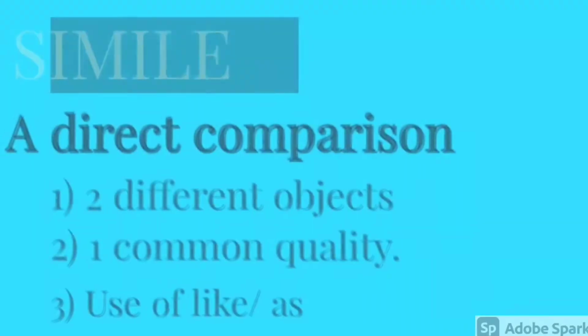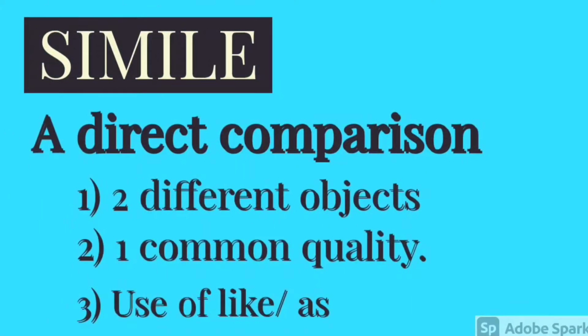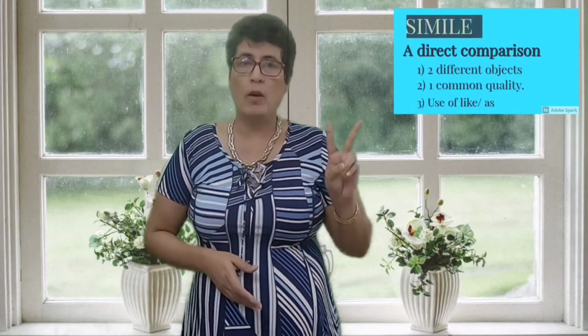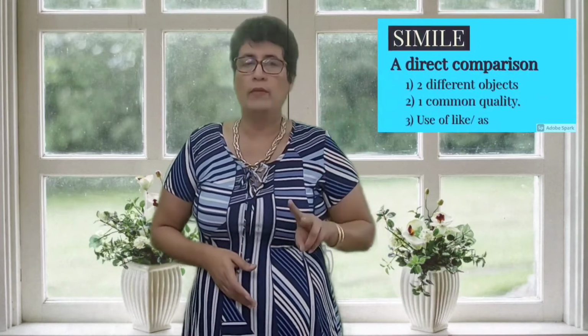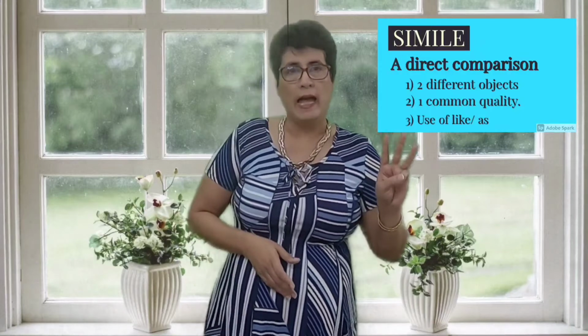Now in a simile, you will find that there are 3 things that you need to pick out. There are 2 different objects. There is a commonality between those 2 objects, so there is a common quality, and the word like or as makes it a direct comparison. Let's do the first example of the simile.